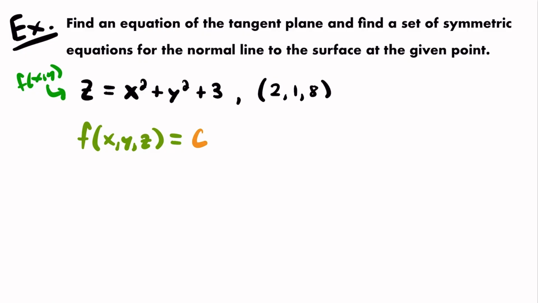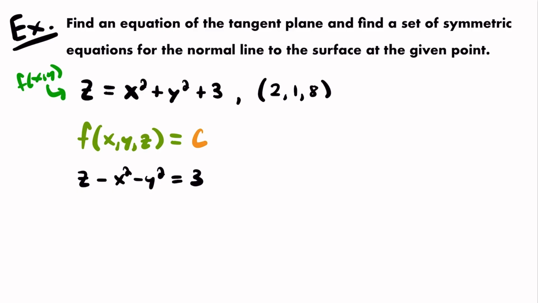So our goal here is to first get this equation in this form. We need to get all of the x, y, and z terms on one side of the equation such that they are then equal to a constant. Okay, so to do that here, we can subtract x squared and y squared from both sides, giving us z minus x squared minus y squared equals 3. Right, now we have all the x, y, and z terms equal to a constant. So we are in this form of the equation of a level surface, which means that we can now find the gradient vector of this function.